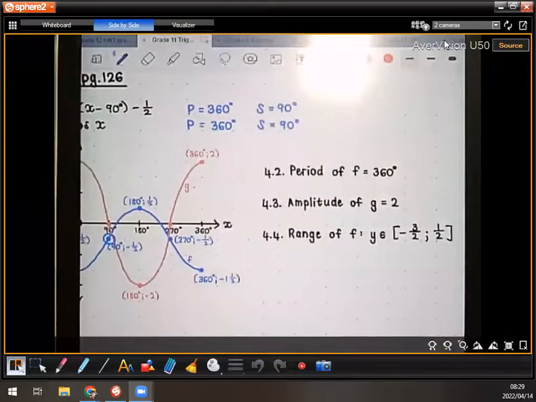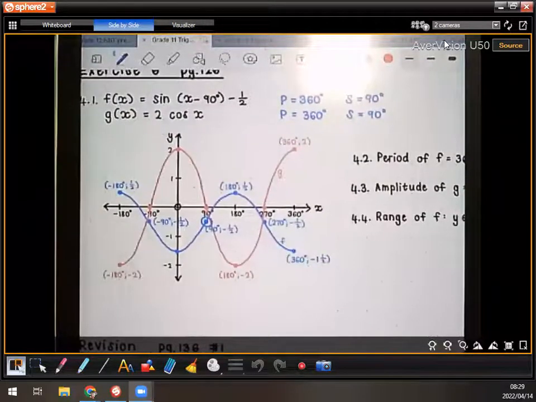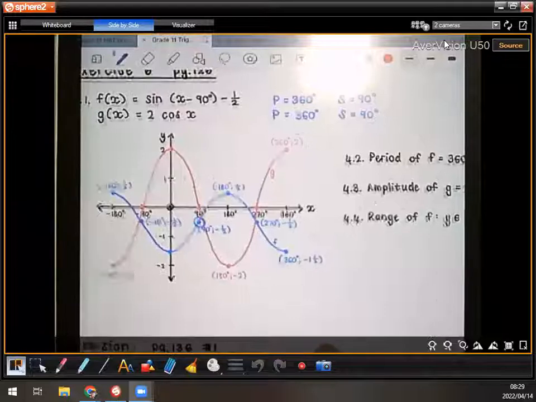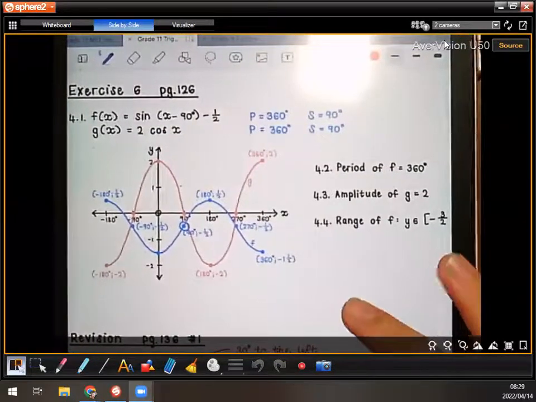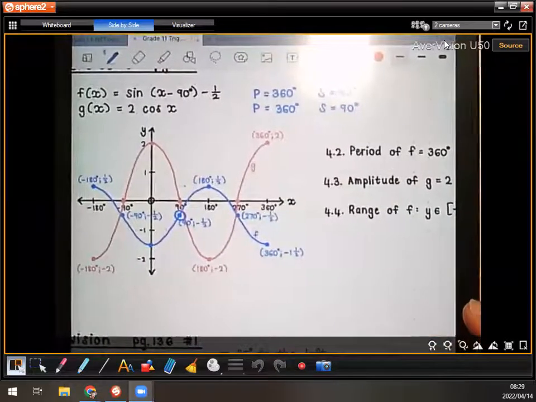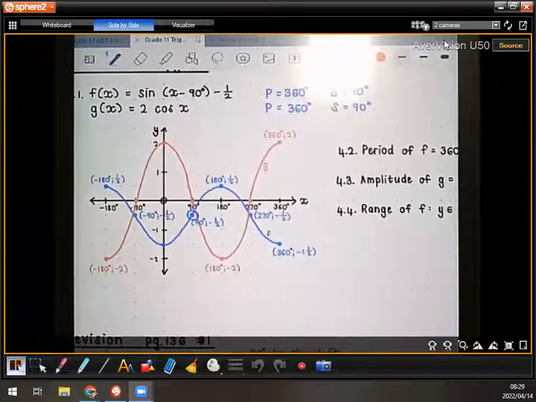Okay, I'm just going to leave the graph up a little bit so that everyone can copy this down. Make sure that you copy down the graphs here. And guys, you have to label the graphs as well. Remember, we've spoken about that.